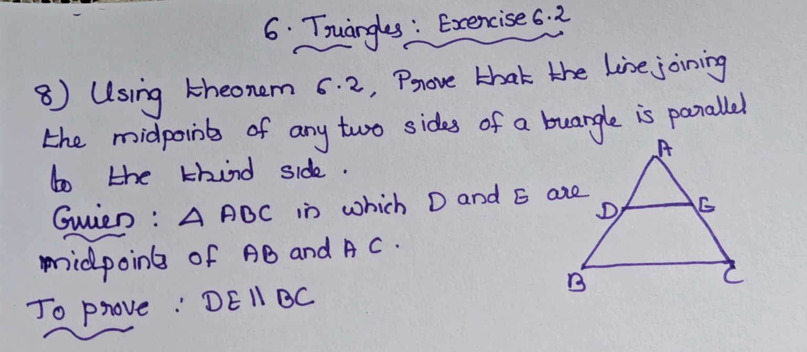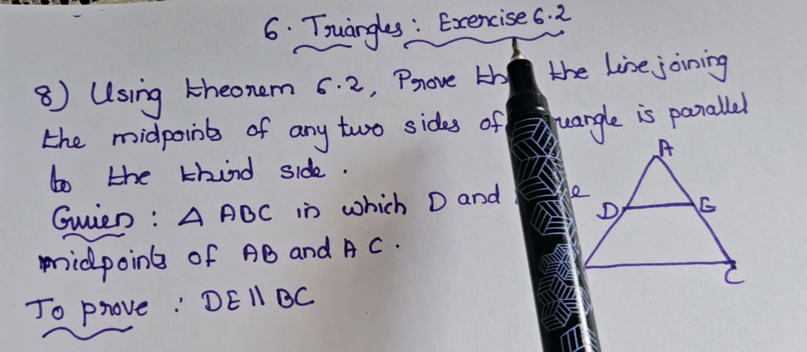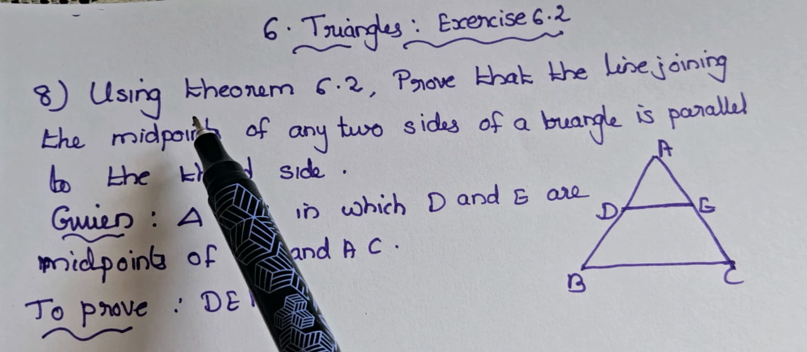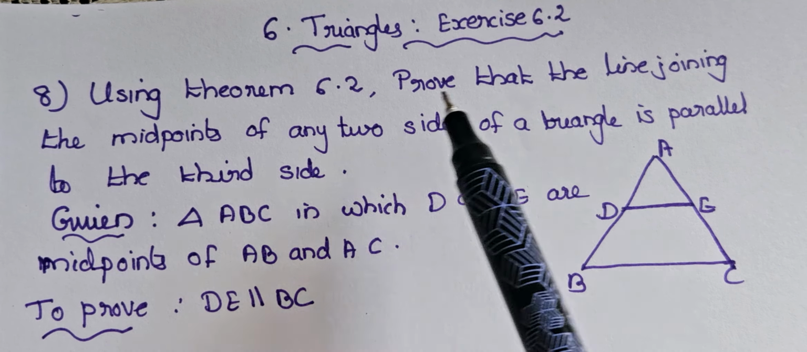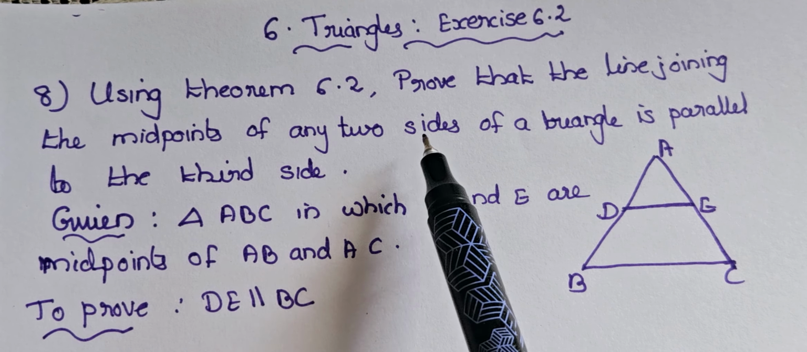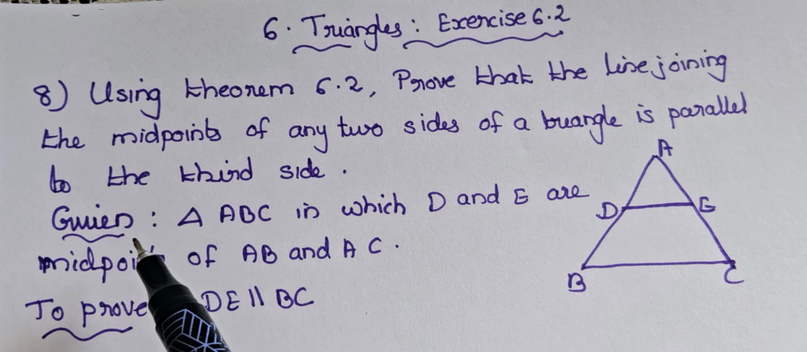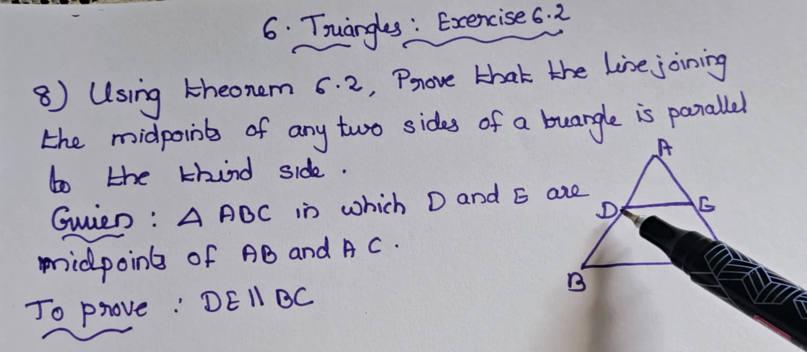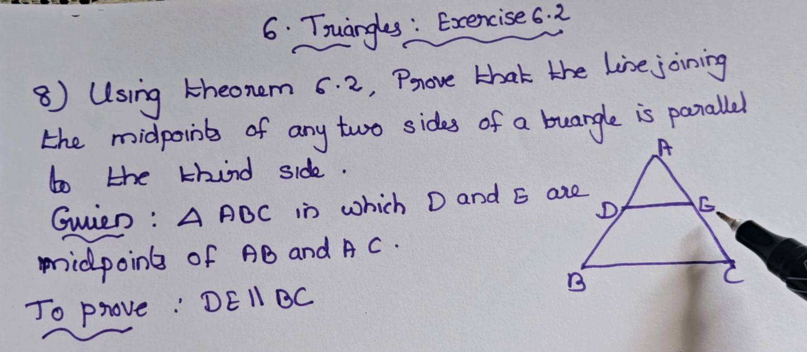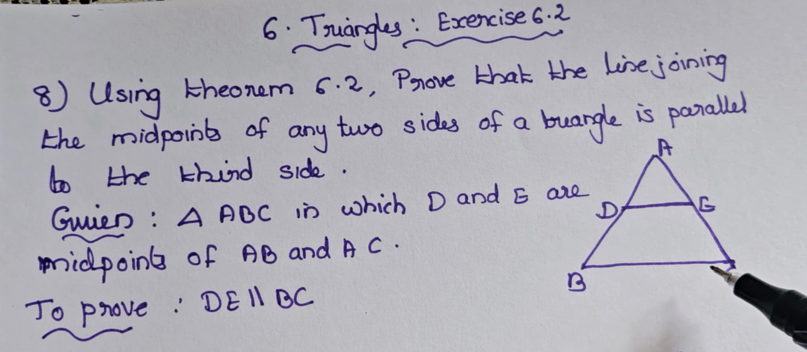Hello students, today we are going to study 6th lesson triangles, exercise 6.2. 8th question: using theorem 6.2, prove that the line joining the midpoints of any two sides of a triangle is parallel to the third side. Given a triangle ABC in which D and E are midpoints of AB and AC. To prove DE parallel to BC.